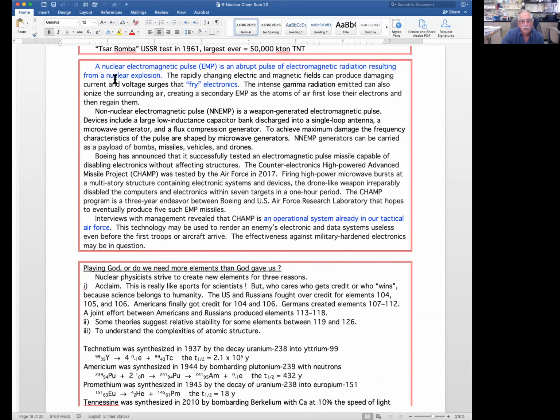So a couple of years ago, have you guys heard of electromagnetic pulse weapons? So they create this electromagnetic radiation, and this can fry electronics. It doesn't have to be from a nuclear bomb.